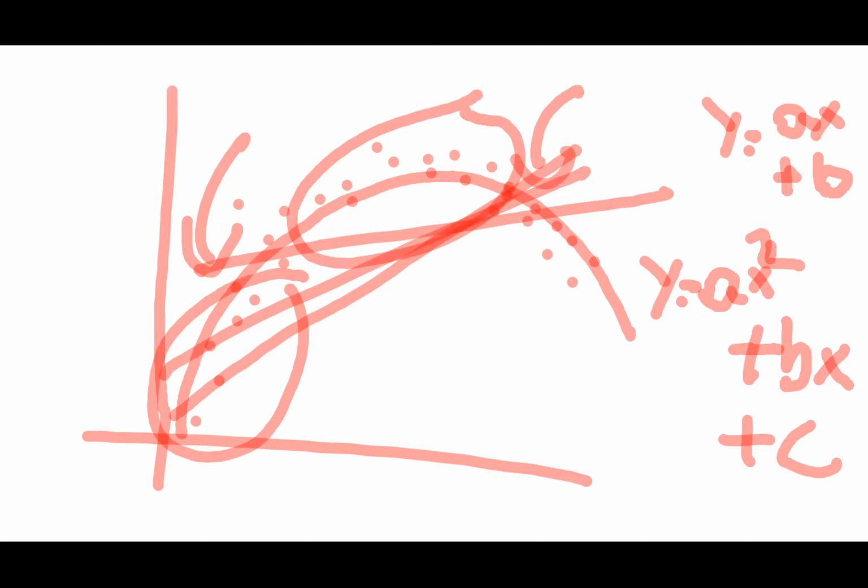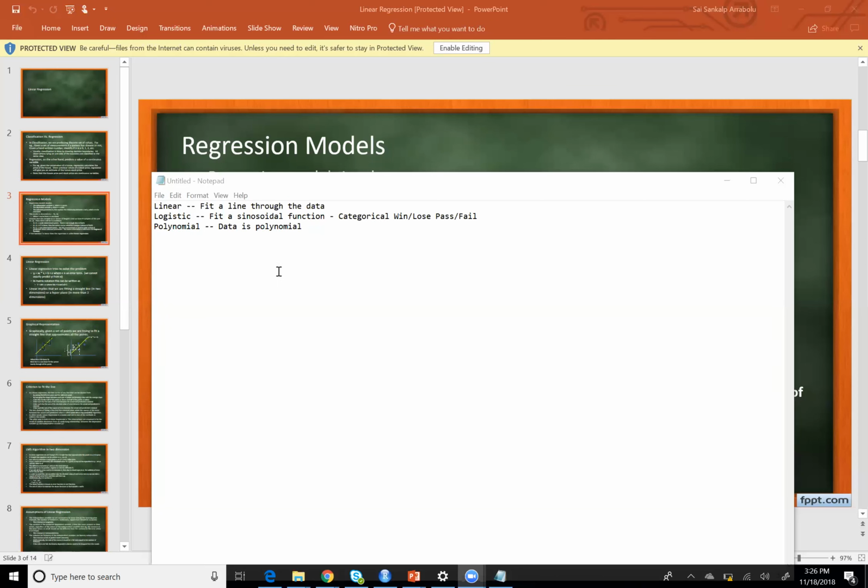And if you feel that linear regression makes sense in this case, then go for linear regression. But there are three main types of regression models: linear regression, logistic regression, and polynomial regression.